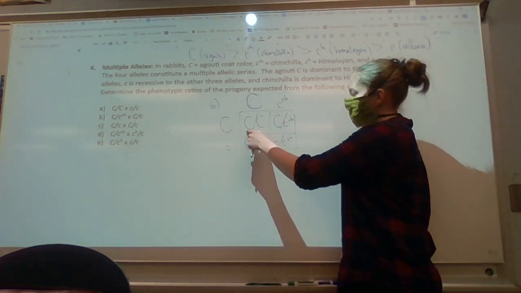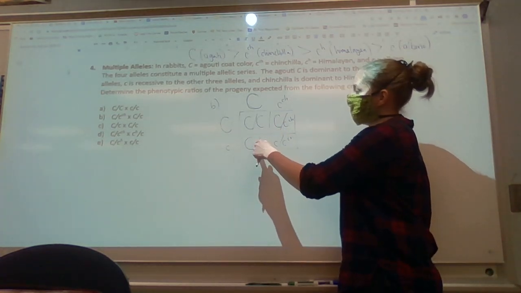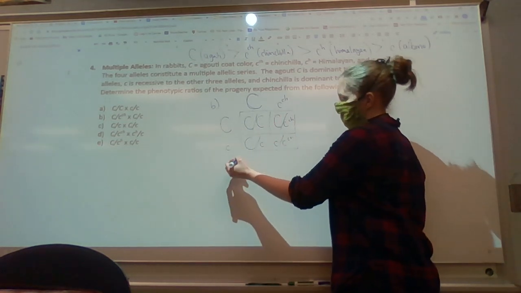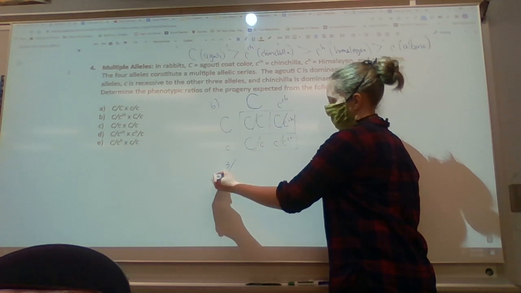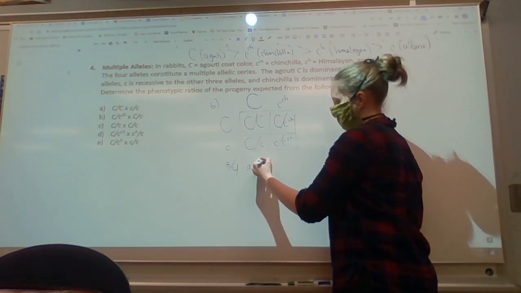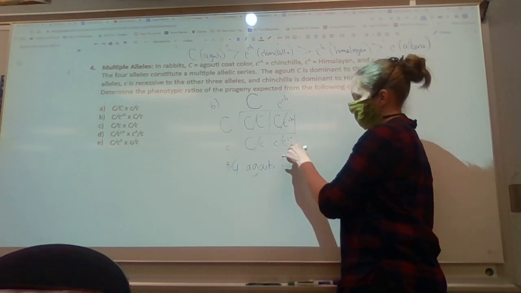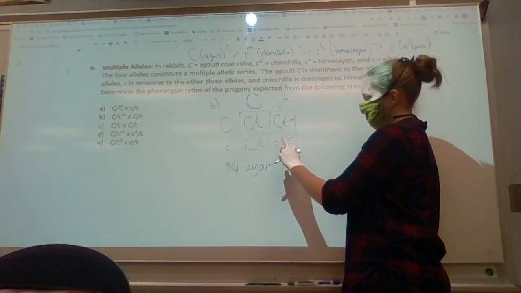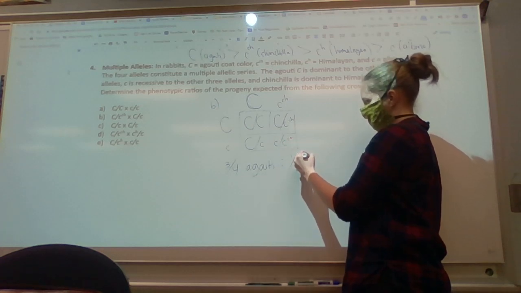So 3 of them have the most dominant allele, the agouti allele. So out of those offspring, 3 out of 4 are going to be agouti. And the other 1/4 is going to be chinchilla. Yeah, I probably should have flipped the way that I wrote that.